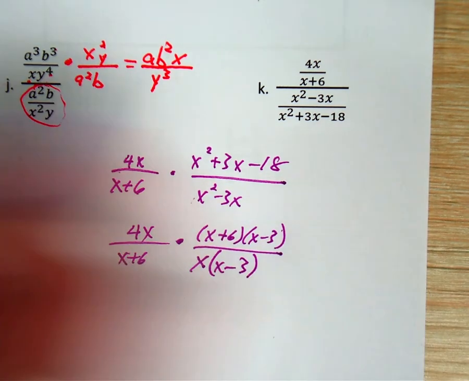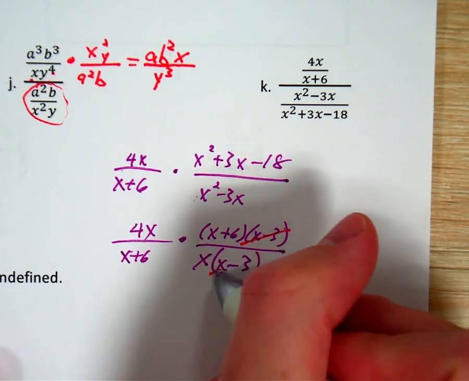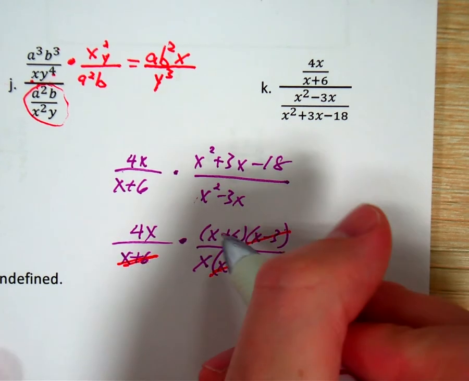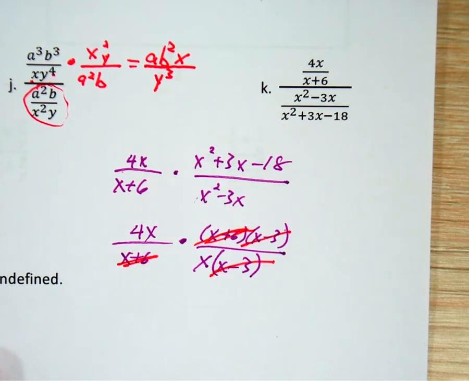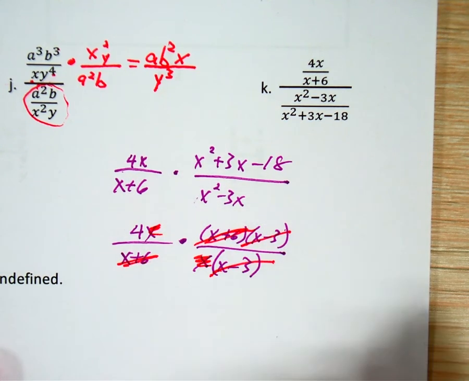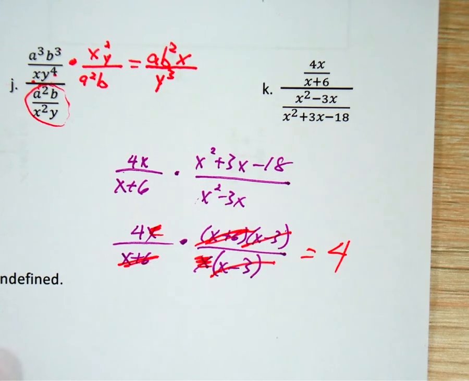All right. Fun part, cancel time. X minus 3 on the top, x minus 3 on the bottom, they cancel. X plus 6 on the bottom, x plus 6 on the top, they cancel. A regular x on the top and a regular x on the bottom, they cancel. And all we're left with after all of that is 4. It's just 4. Wow, that was a fun one.